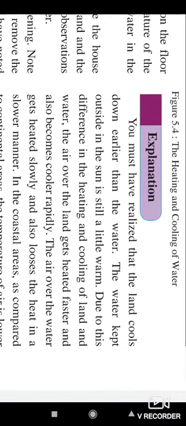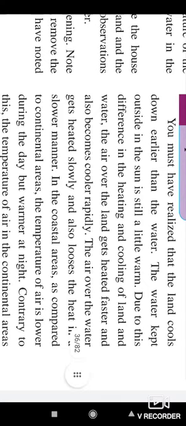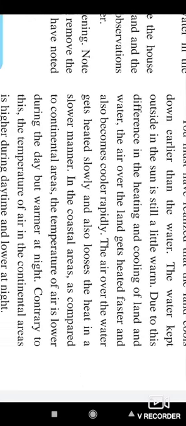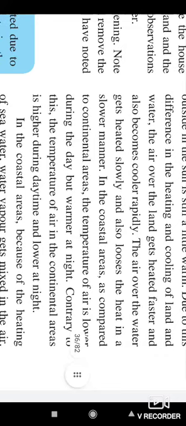You must have realized that the land cooled down earlier than the water. The water kept outside in the sun is still a little warm. Due to this difference in the heating and cooling of land and water, the air over the land gets heated faster and it also becomes cooler rapidly on the land. Okay, then the air over the water gets heated slowly and also loses its heat in a slower manner.